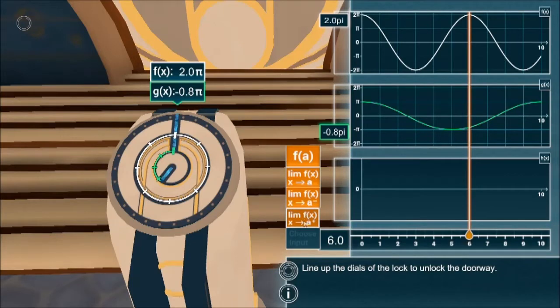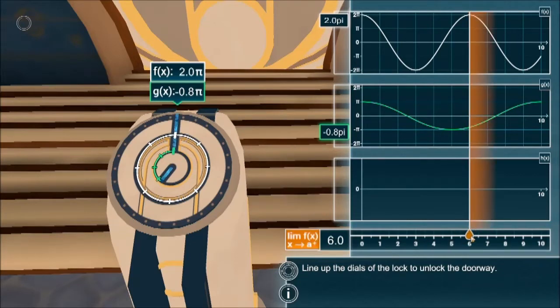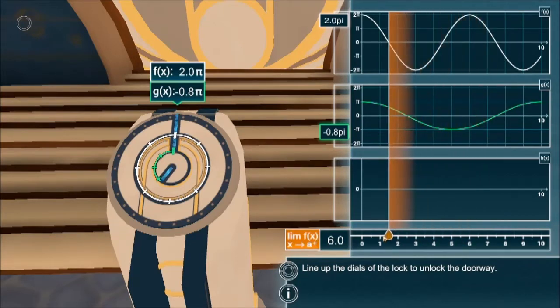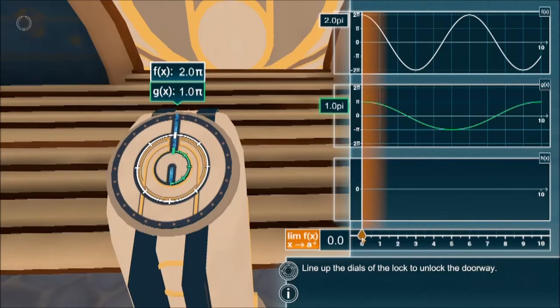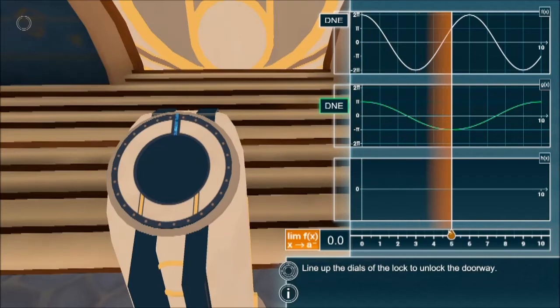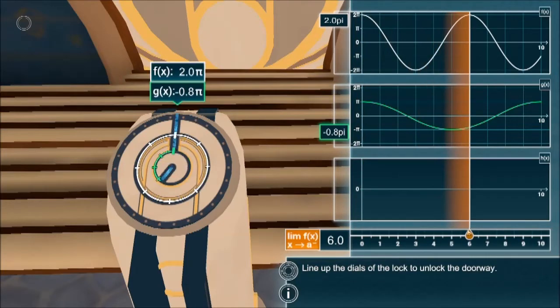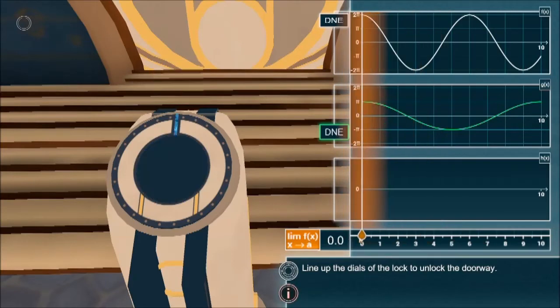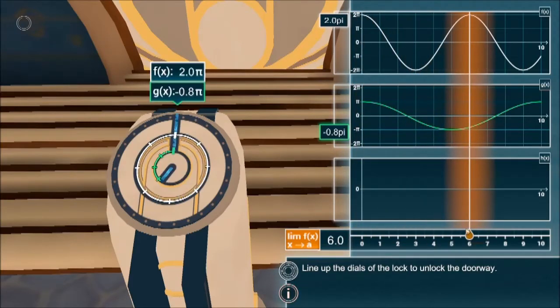We have to take a different limit? No. No. Does not exist.